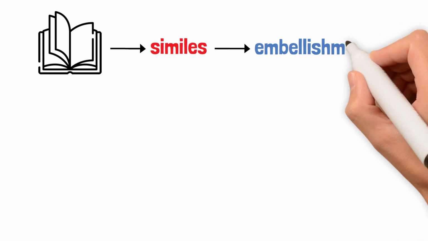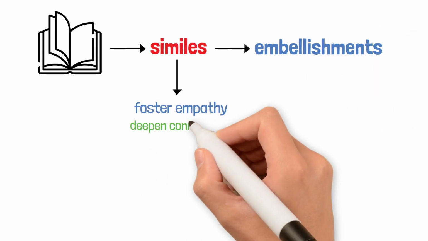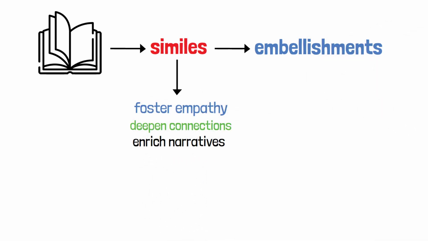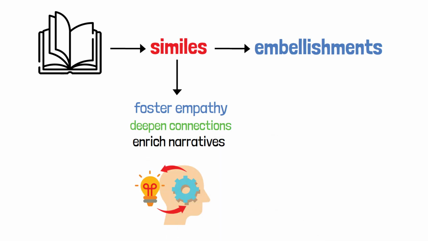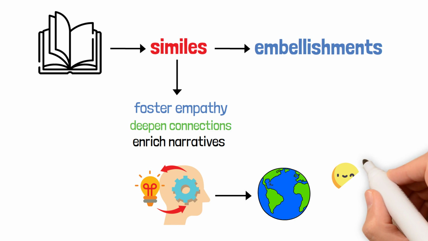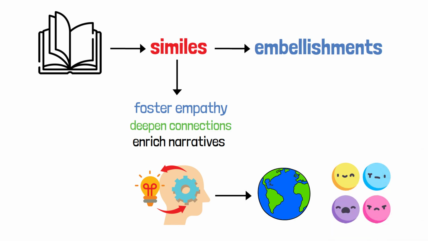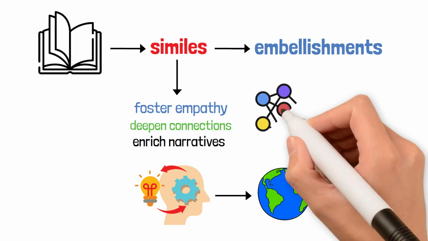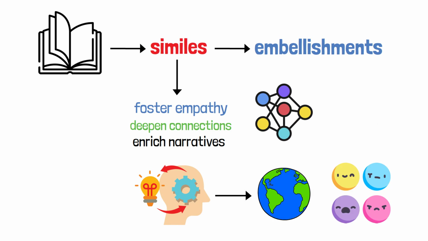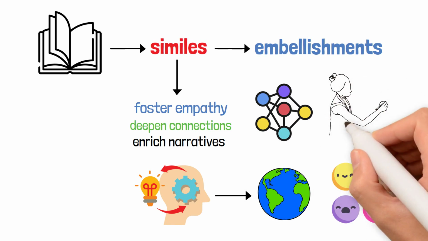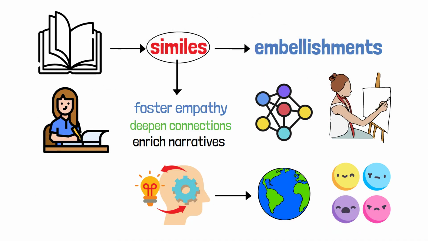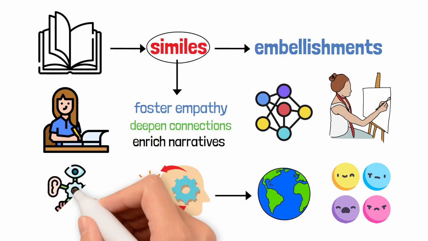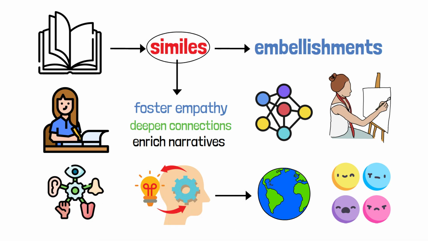In literature, similes transcend mere embellishments. They foster empathy, deepen connections, and enrich narratives. Through these imaginative comparisons, readers can view the world from fresh perspectives, understand characters' emotions more intimately, and forge stronger connections with the text. Just as an artist employs a palette of colors to create a vibrant painting, writers use similes to craft a tapestry of sensory experiences that resonate with readers long after the words have been read.